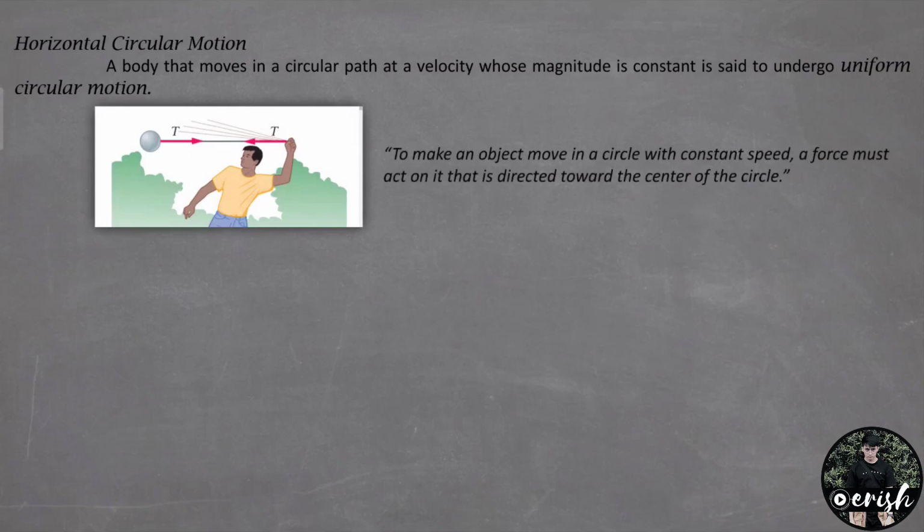In summary, to make an object move in a circle with constant speed, a force must act on it that is directed toward the center of the circle. And because the ball is acted on by a force toward the center of the circle, it follows that it must be accelerating toward the center of the circle. Acceleration is produced whenever the speed or direction of the velocity changes. And in circular motion, the direction changes continuously. The center-directed acceleration is what we call the centripetal acceleration.